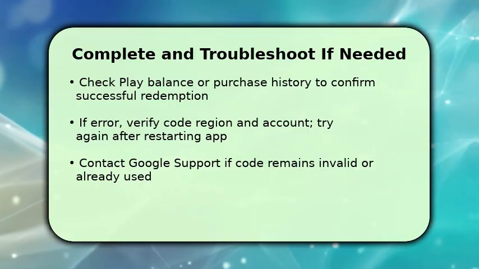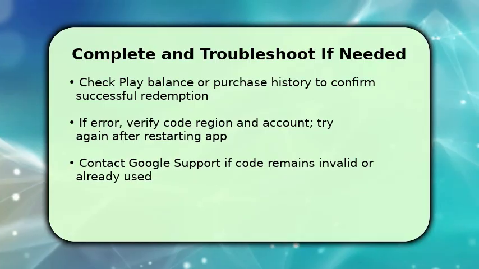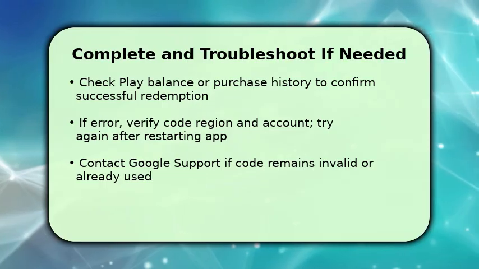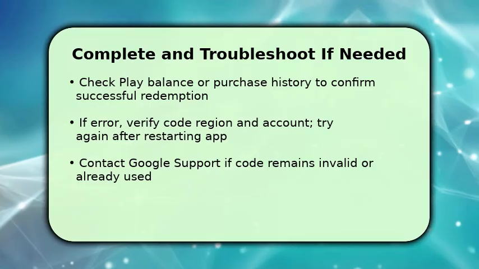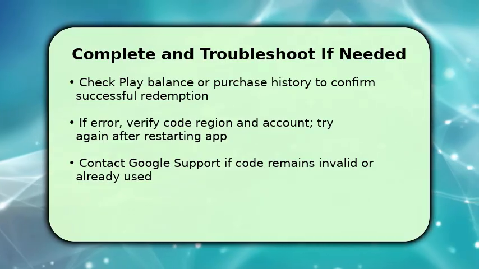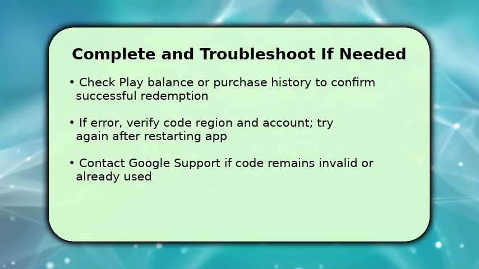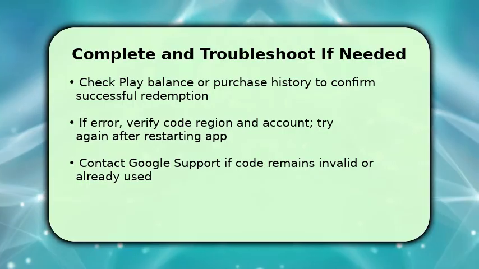If the balance didn't update, first sign out and back into the Play Store, then retry the redeem flow to rule out a temporary sync issue. If you still get an invalid or already used message, check the card's region and the exact code characters, and make sure you use the same Google account associated with the code. If problems persist, contact Google support with purchase evidence for resolution.